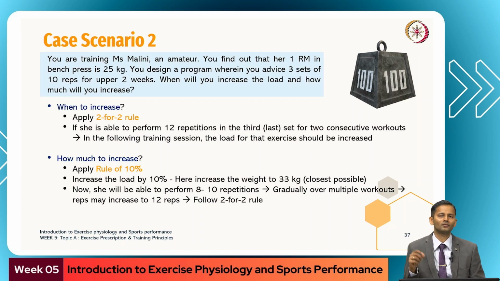It's a rough estimate wherein you increase the load by 10%, where if previously the individual was able to lift about say 30 kgs, now you increase to 33 kgs. So now she will be able to perform 8 to 10 repetitions gradually over multiple workouts. Reps may be increased to 12 repetitions, and then you follow a 2 for 2 rule. So that's how you will increase the weight of the individual, you will employ the principle of progressive overload.